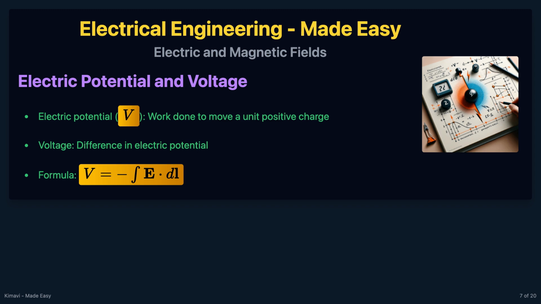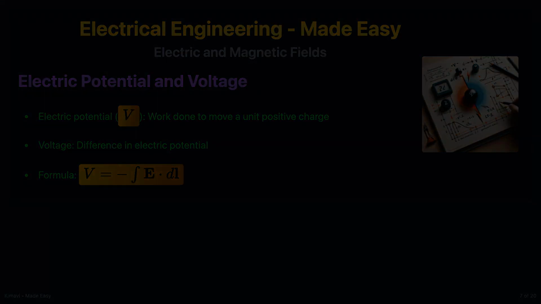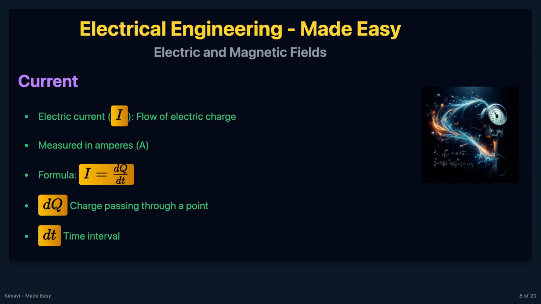Voltage is the difference in electric potential between 2 points. The relationship between electric potential and electric field is given by the formula V equals negative integral of E dot dl. Electric current, denoted as I, is the flow of electric charge. It is measured in amperes. The current is given by the formula I equals dq divided by dt, where dq is the charge passing through a point in time dt.